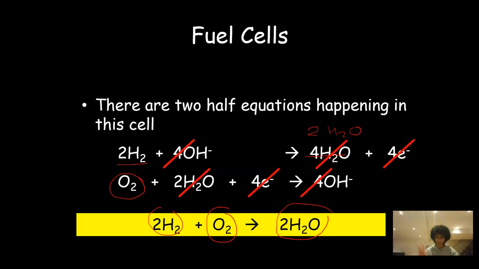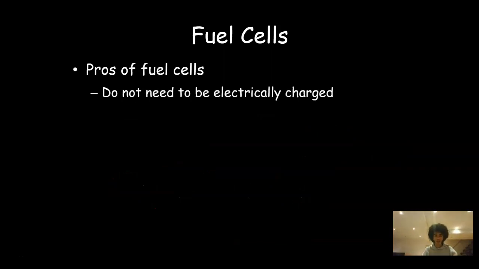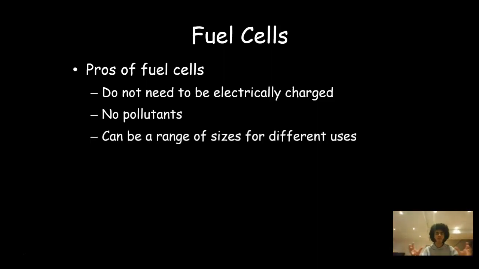Now, this cell is very exciting. There's lots of pros associated with it. In terms of the pros of them, you don't need to electrically charge it. As long as you've got hydrogen and oxygen, get them reacting and they'll create electricity for itself, which is quite exciting. Also, no pollutants. All you create is water, which is great. In addition, you can use it for a range of sizes for different uses, for lots of different devices. So there's lots of pros associated with hydrogen fuel.